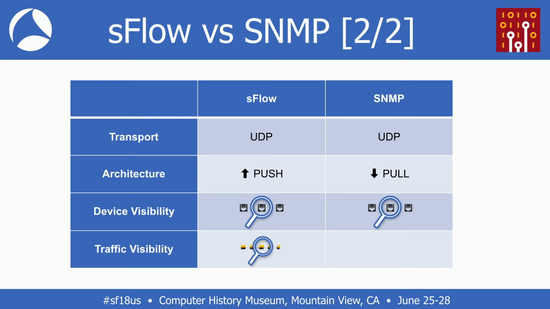This tries to briefly compare the differences of SNMP and sFlow. As we can see, both of them provide us device visibility with counter samples, but only sFlow gives us traffic visibility using the flow samples. The other difference is the architecture, because while sFlow is a push architecture, SNMP is a pull architecture. It means that if you want data from SNMP, you have to query SNMP to get that data.